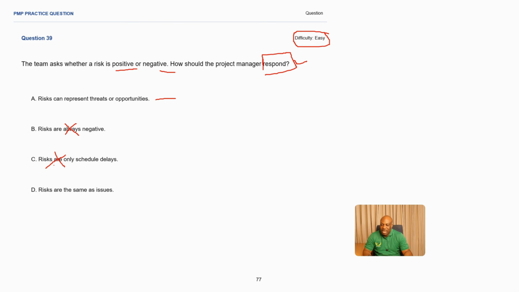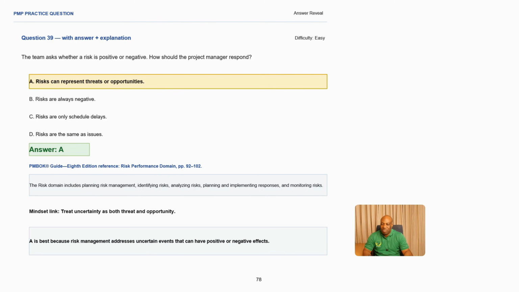Then risks are the same as issues. This is not correct. A risk is something that can affect the project deliverables, a future event that can affect the project's deliverable. An issue is a materialized risk. So making this an incorrect answer. So the best answer here is A. Risk can represent both threats and also opportunities. This is very important. Okay, a risk can be an opportunity or it can be also a threat.